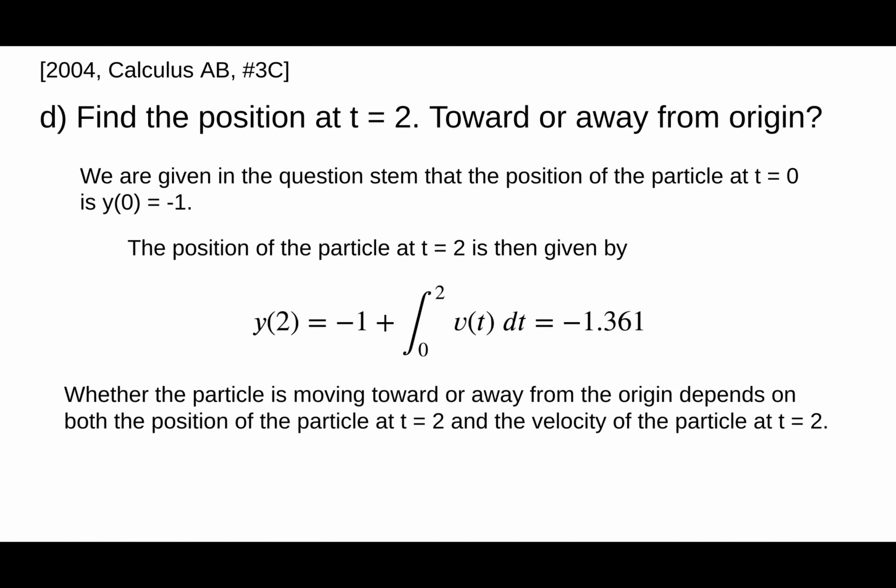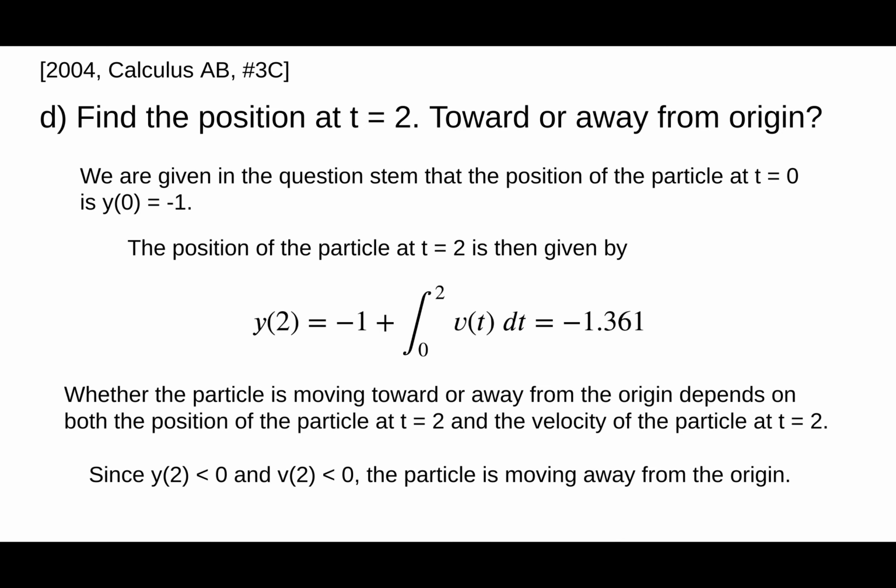Now, whether the particle is moving toward or away from the origin depends on both the position of the particle at t equals 2, which we now know is negative, and the velocity of the particle at t equals 2, which is also negative. Y of 2 is less than 0, it's negative 1.361. V of 2 from the previous part is less than 0, so that's negative. So we are below the origin on the y-axis, and the velocity is negative, so this particle is moving away from the origin at t equals 2.